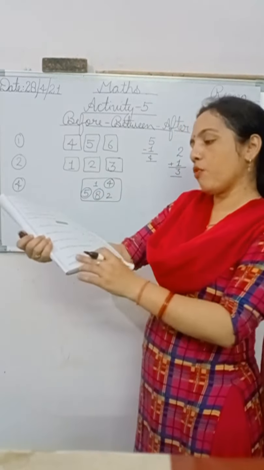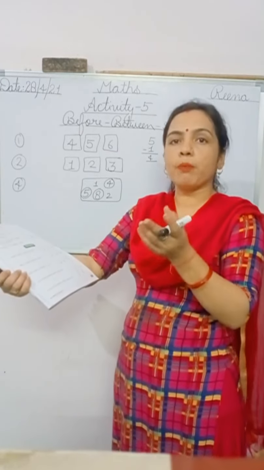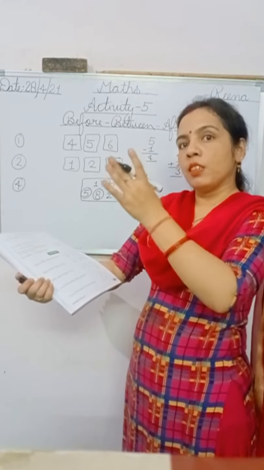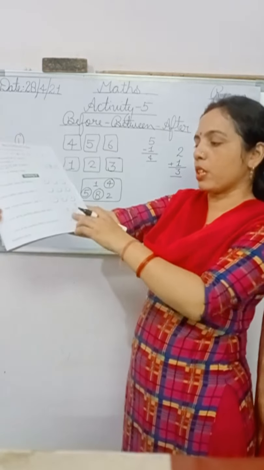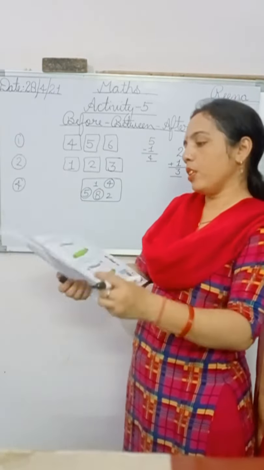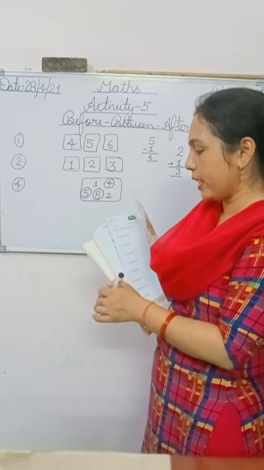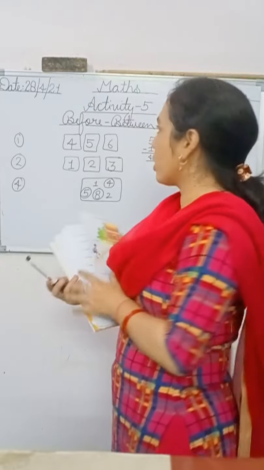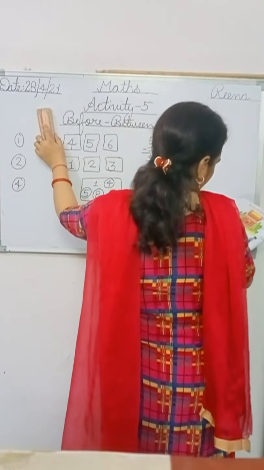Now question 5 you solve by yourself, just before 7. That means numbers less than 7. Whichever numbers are less than 7, you circle them. Now next you have been given ascending and descending order. What is the meaning of ascending order? Ascending order means what?